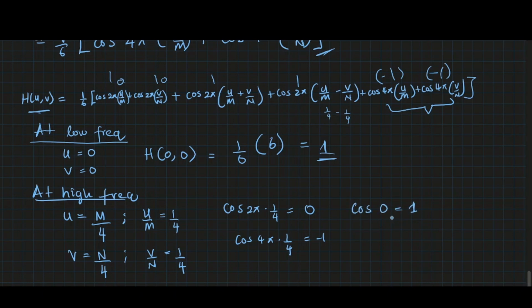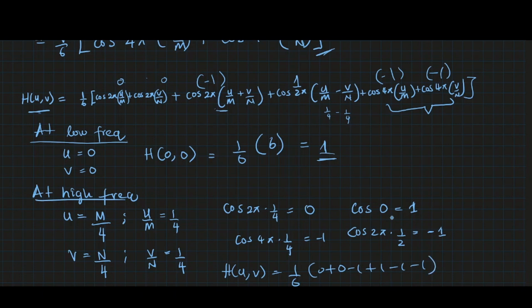And in this case, it's going to be cos 2 pi times 1 over 2. Actually, so it's going to be cos pi. Cos pi is equal to negative 1. So if we solve this out, H(u, v) is equal to 1 over 6 times (0 plus 0 minus 1 plus 1 minus 1 minus 1). The final answer for this is going to be equal to minus 1 over 3. You can see that high frequency components are not going to pass this filter because they have extremely small amplitude. Their frequency is basically 0. So that's the final answer.